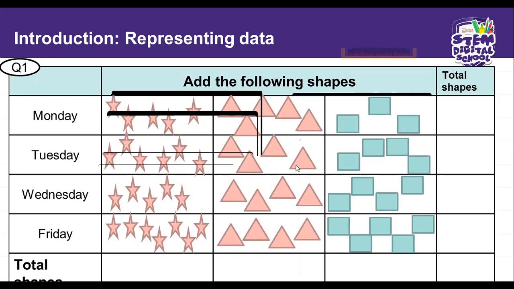How many stars do we have there? 6. 6 stars. And how many triangles there? 4. Okay, let's add our 6 stars to our 4 triangles. How many shapes do we have altogether? 10. 10, good. And then we've got how many rectangles there? 4. If we add the 10 shapes and the 4 rectangles, how many shapes do we get? 14. Excellent, thank you very much.